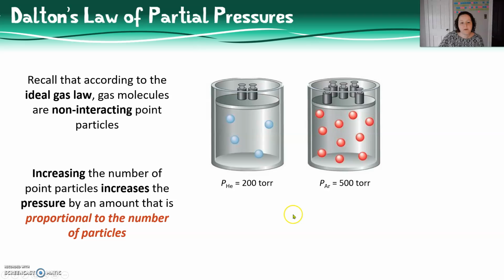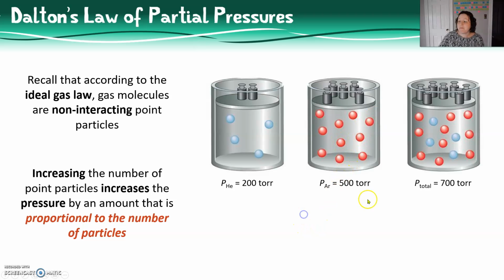These two figures on their own clearly demonstrate this direct relationship between the number of gas molecules and the pressure at constant temperature and volume. So remember that this difference in pressure that we're seeing here is not due to the differences in the identity of the gases, but simply the fact that the argon has more molecules of gas.